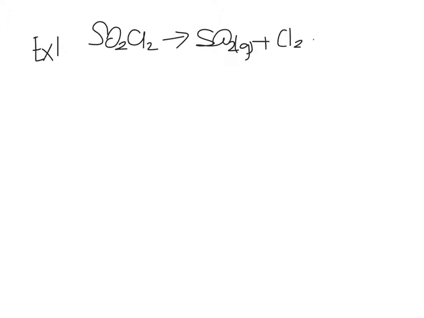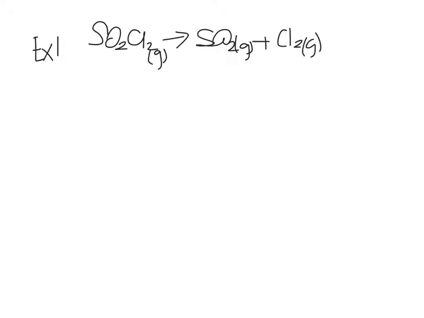So it says that sulfuryl chloride decomposes into sulfur dioxide gas and chlorine gas. So what they did was they did a number of different experiments where they changed the concentration of the reactant and then measured the rate of reaction at the start. This way, they can determine how the concentration affects the rate.